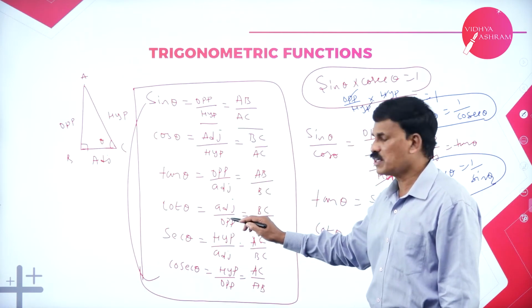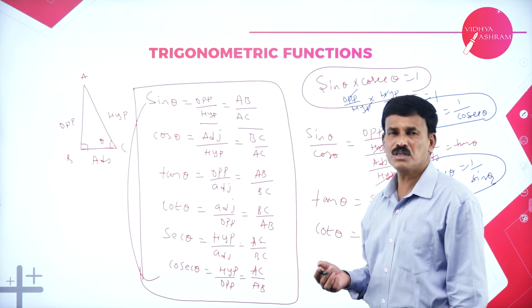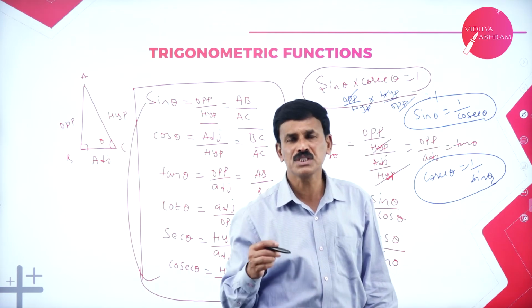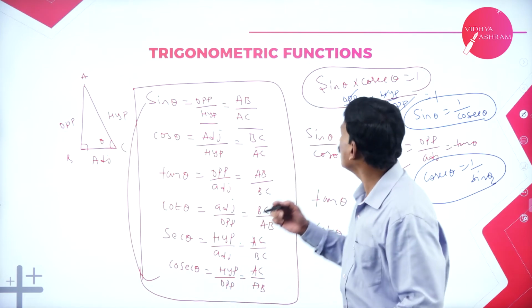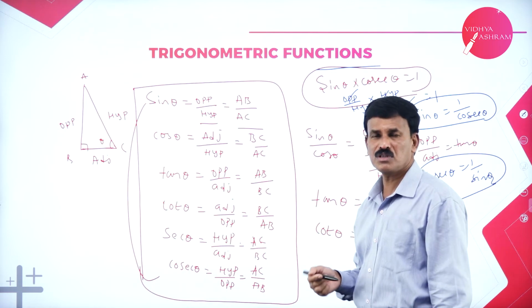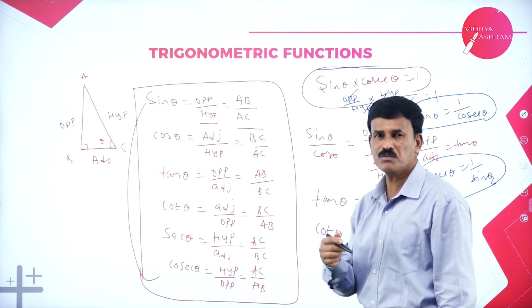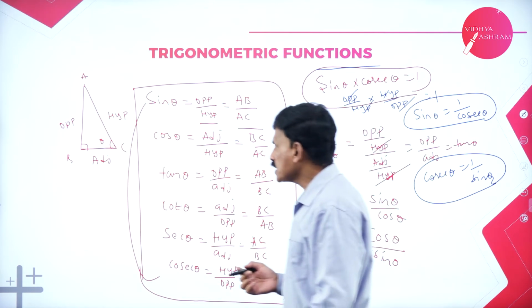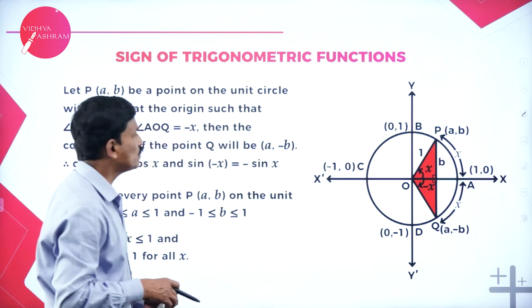Tan theta is equal to 1 by cot theta, or cot theta is equal to 1 by tan theta. So these are the reciprocal relations. So these are all the trigonometrical functions of sine, cos, tan, cot, secant, cosecant, and their reciprocal relation and quotient relations that you might have studied in your previous classes. Right. Now let us come to signs of trigonometrical functions.